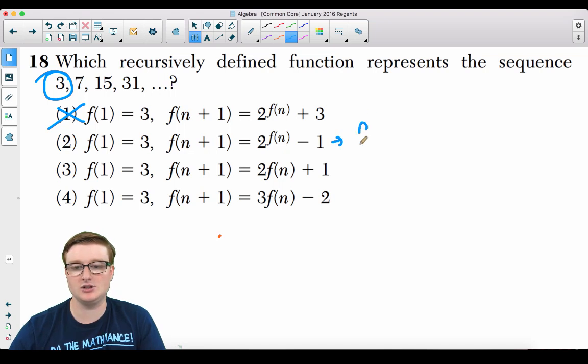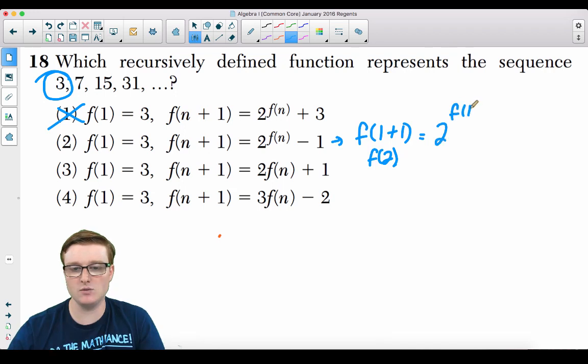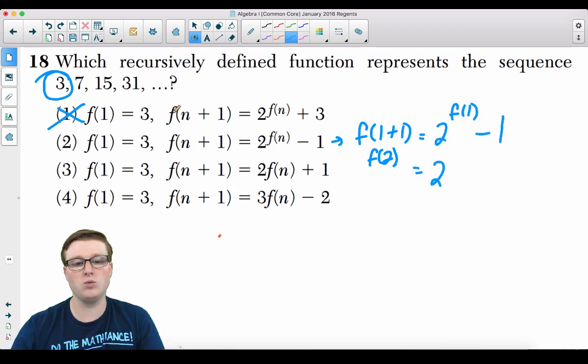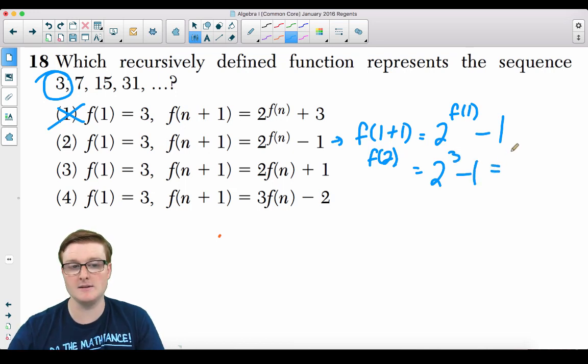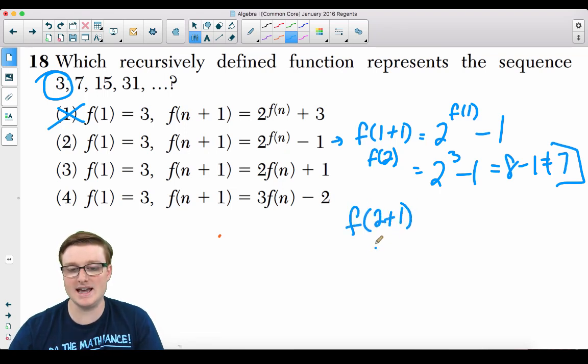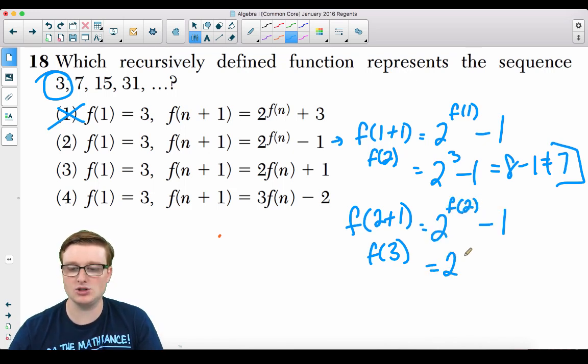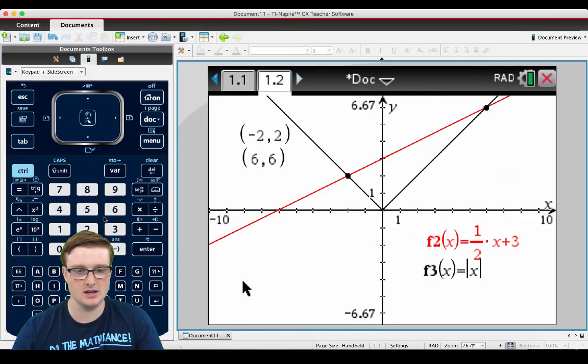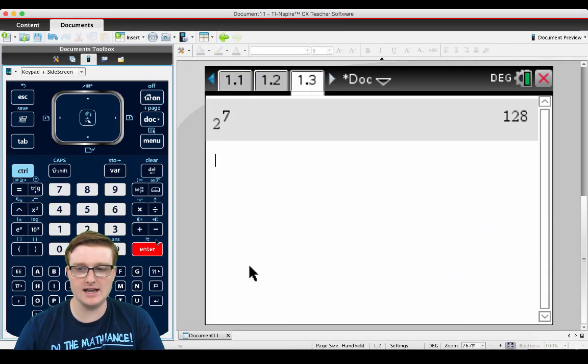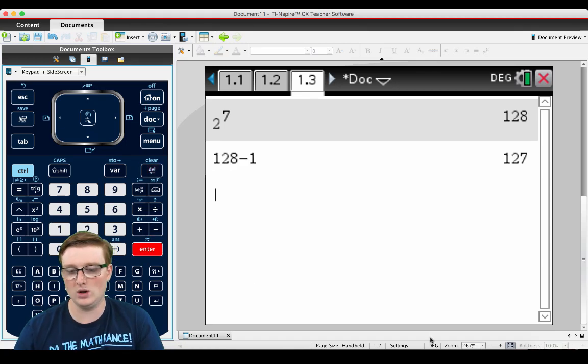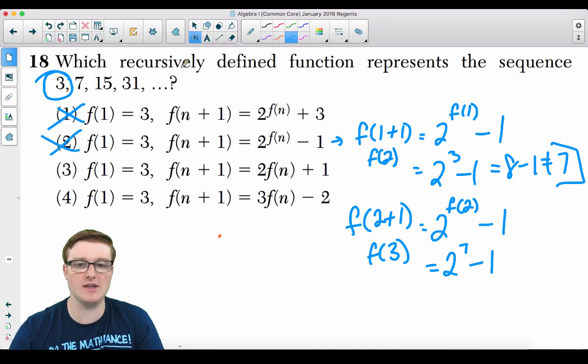Let's try this one. So this is the same process. So f of 1 plus 1 will give you f of 2. That's going to be 2 raised to the f of 1, minus 1. That's 2 to the 3 minus 1. You then get 8 minus 1, which is 7. Okay, so far that's good. Let's try the next one. Well, we get f of 2 plus 1 to get f of 3. So we get 2 to the f of 2, minus 1. That's equal to 2 raised to the 7th minus 1. So if we go back, 2 raised to the 7th minus 1, we get 127. That is not equal to 15, ladies and gentlemen. So that makes no sense either.